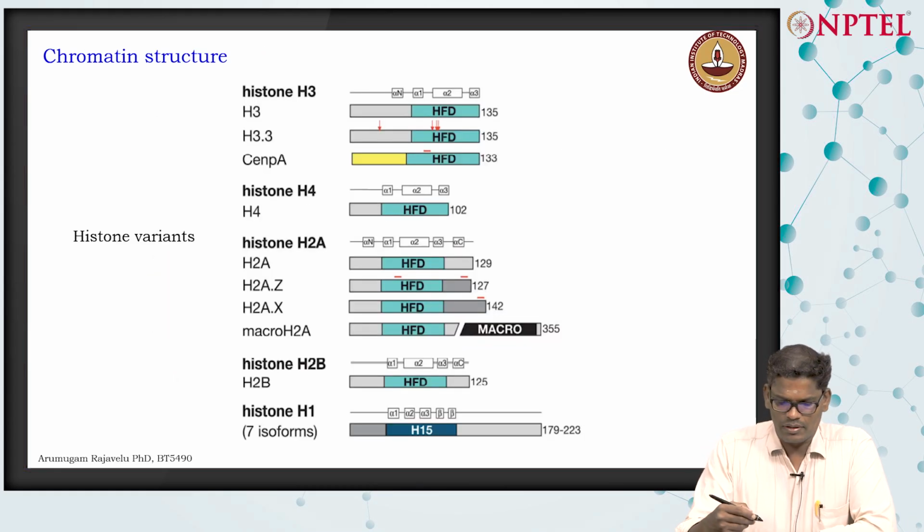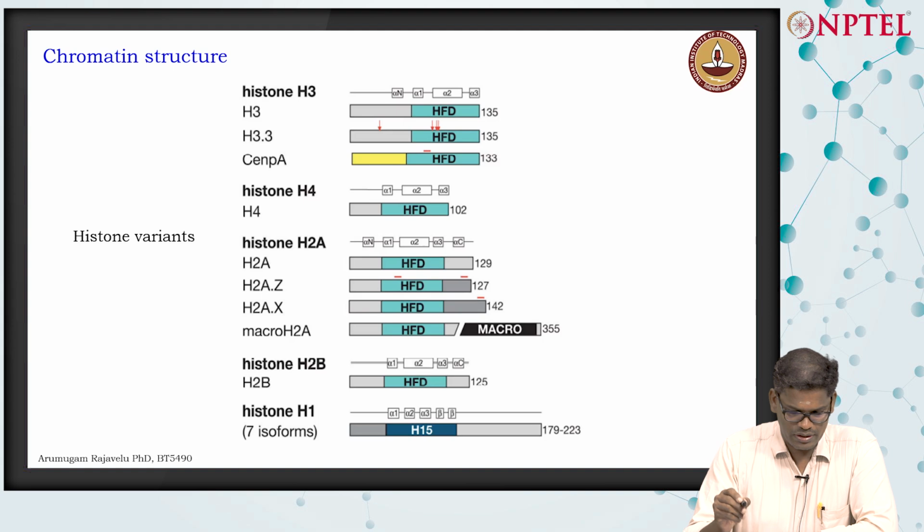Right. Let's move on to the four histone proteins I mentioned: H2A, H2B, H3 and histone 4. The other, fifth protein is H1. That's a linker protein, which is essential for chromatin condensation.